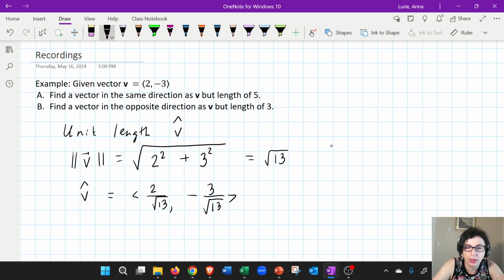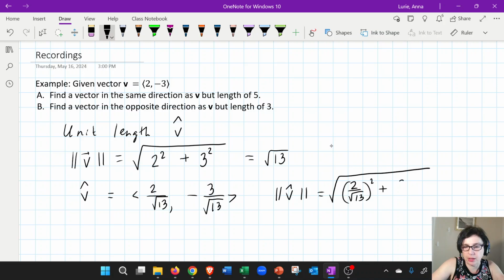Okay, how do I know this new vector has unit length? When we say unit length, it means length of 1. Well, I can find the magnitude of v with the hat. All right, this was not supposed to be a straight one. This was supposed to be a hat. So I would take the square root of the square of the first component plus the square of the second component. Again, I do not need the negative.